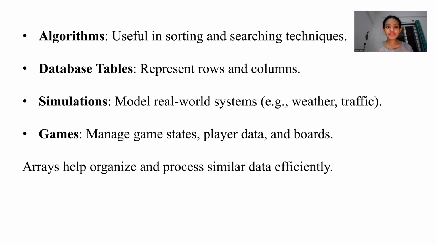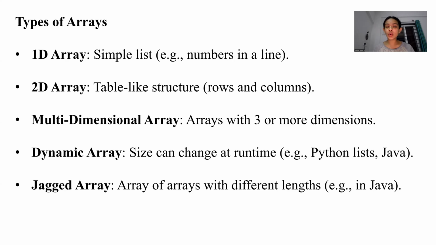That is an array. Okay, next we are going to see what the types of array are. The types of array are 1D array, that is one dimensional array, two dimensional array, multi-dimensional array, dynamic array, jagged array. So what is a 1D array? A 1D array is a simple list. Example, numbers in a line. We are going to represent only numbers in a line. That is a one dimensional array.